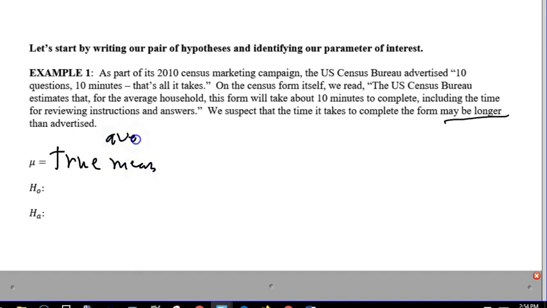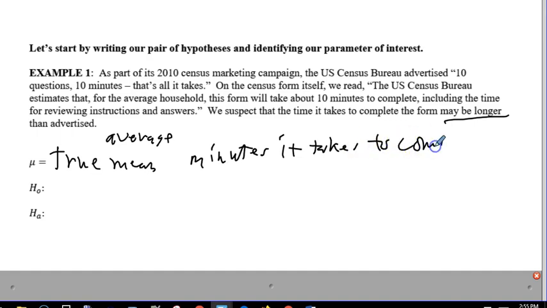I'm not going to do this every time, but you use the word you want to write. True mean, true average, they mean the same thing. No pun intended. So the true mean minutes it takes to complete the census. Or survey, or whatever you want to put. Again, you get the general idea.